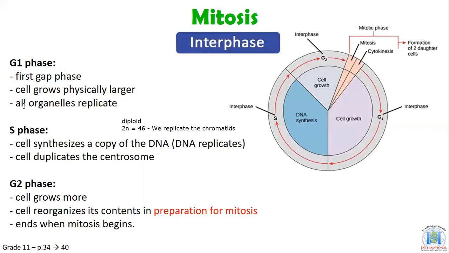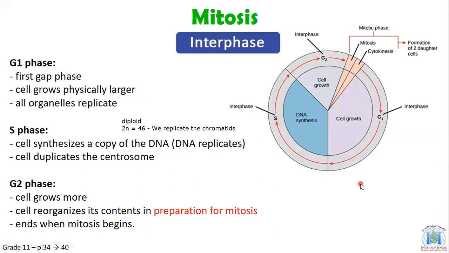After the S phase, we have the G2 phase, which is the phase of preparation for mitosis. Once mitosis begins, G2 ends. So during G1, organelles are duplicated. During S phase, DNA is duplicated. During G2, this is preparation for mitosis.